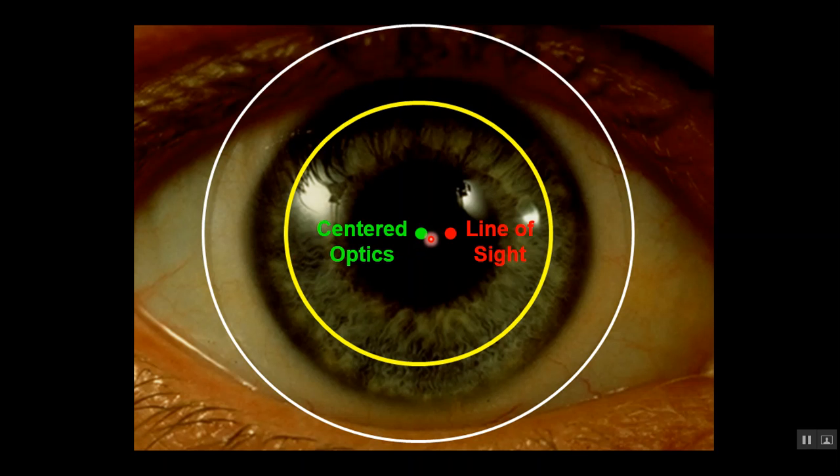If we place a contact lens centered perfectly to the geometric axis of the cornea or of the eye, that center will be different from the patient's line of sight. In other words, the patients are generally looking through the nasal side of the contact lens because the visual axis and the geometric axis are slightly different in angle.